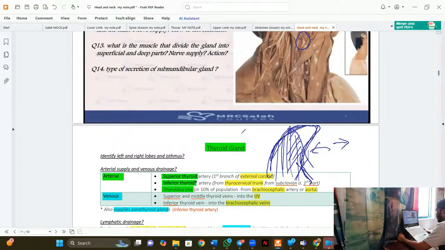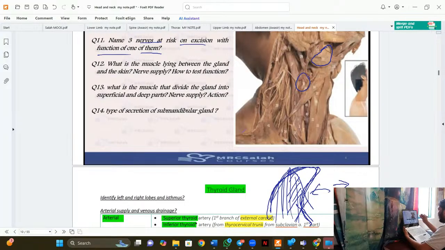Now thyroid. This number 9 is important. What is structure number 9? Where is this one? Here. Number 9? Thyroid cartilage. No. It is a vessel.